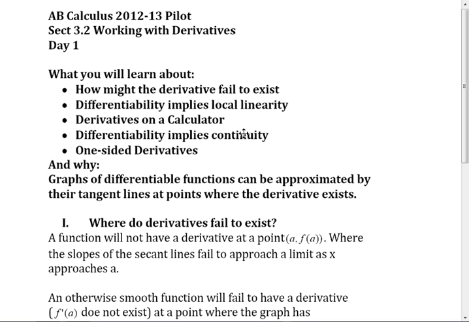Here's what we're going to look at today. How do you know if a derivative fails to exist? If a function is differentiable, then that means you can approximate it with a line. I can do derivatives on a calculator again. And we already talked about if a function is differentiable, it's continuous. And then just one-sided derivatives. I doubt you'll see one-sided derivatives on the exam.